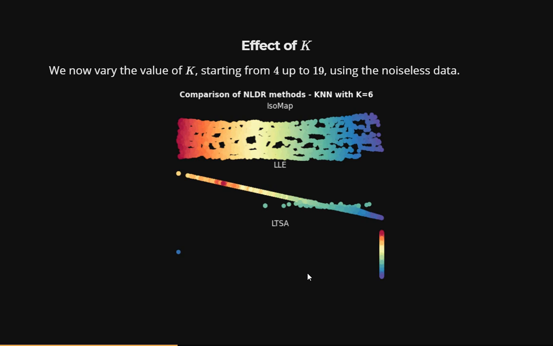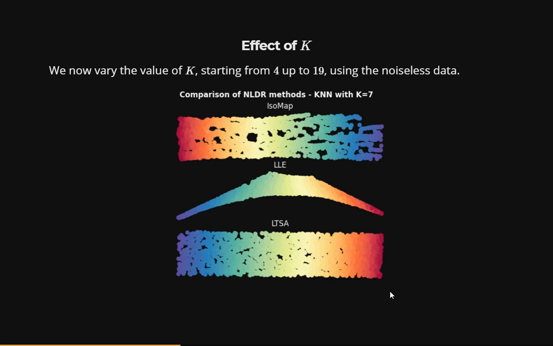With k equals 6, well, IsoMap is good. LLE now clearly sees a straight line with almost the right gradient, and LTSA also, because this is exactly the gradient we would like to have, only it's a vertical line and not a strip. Now, with k equals 7, things get really better. IsoMap and LTSA just got more or less the right picture, even if IsoMap still has some holes.